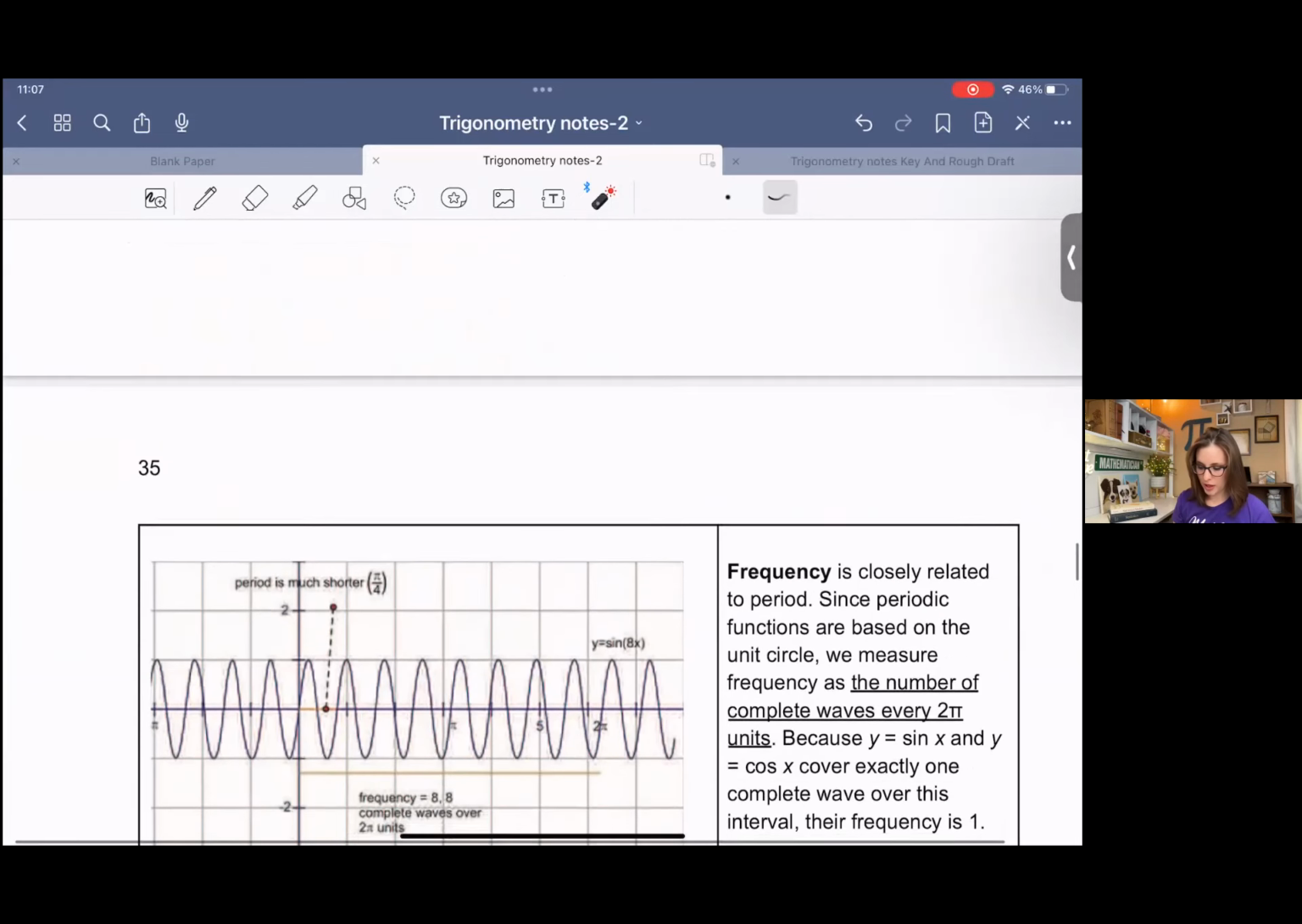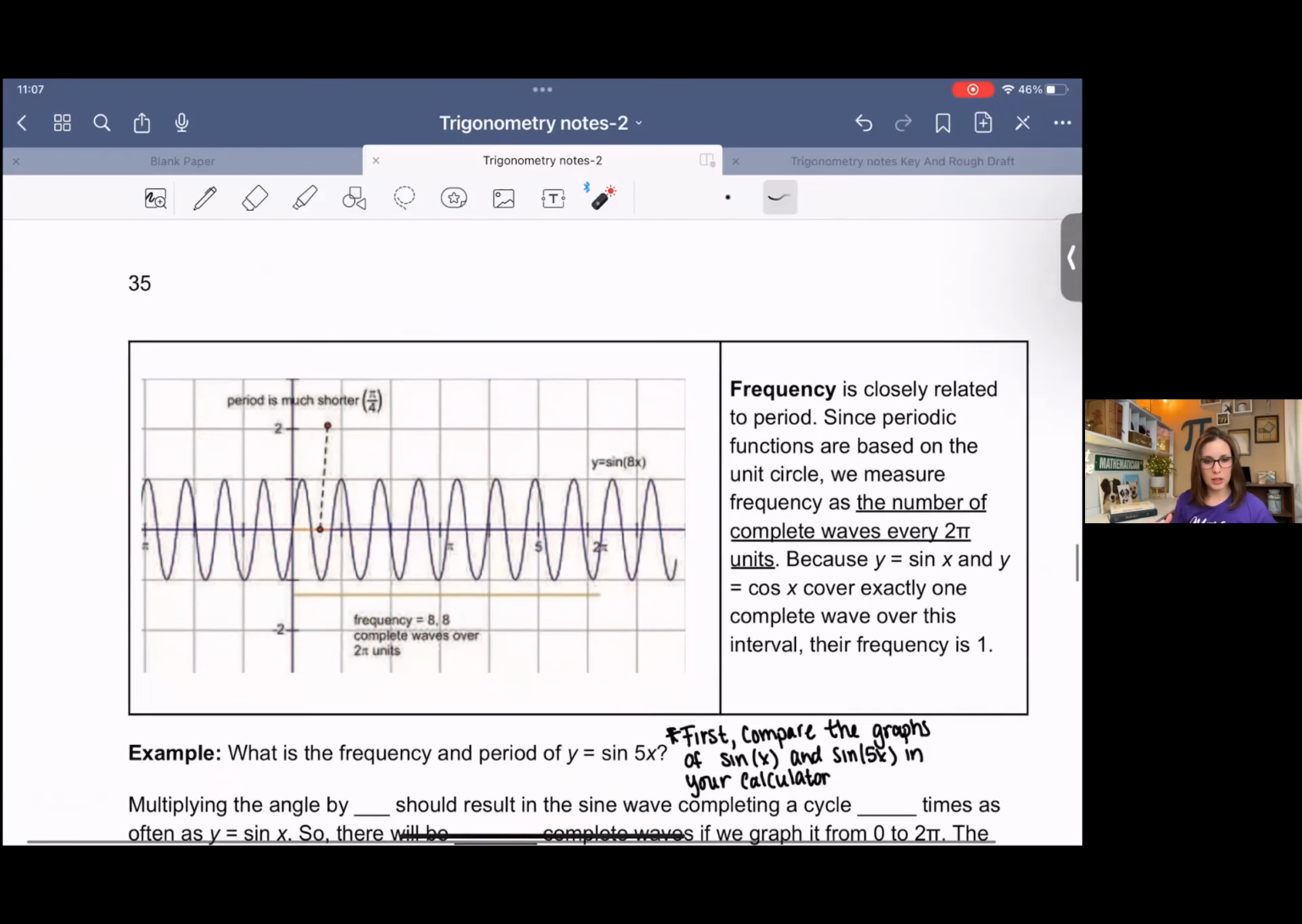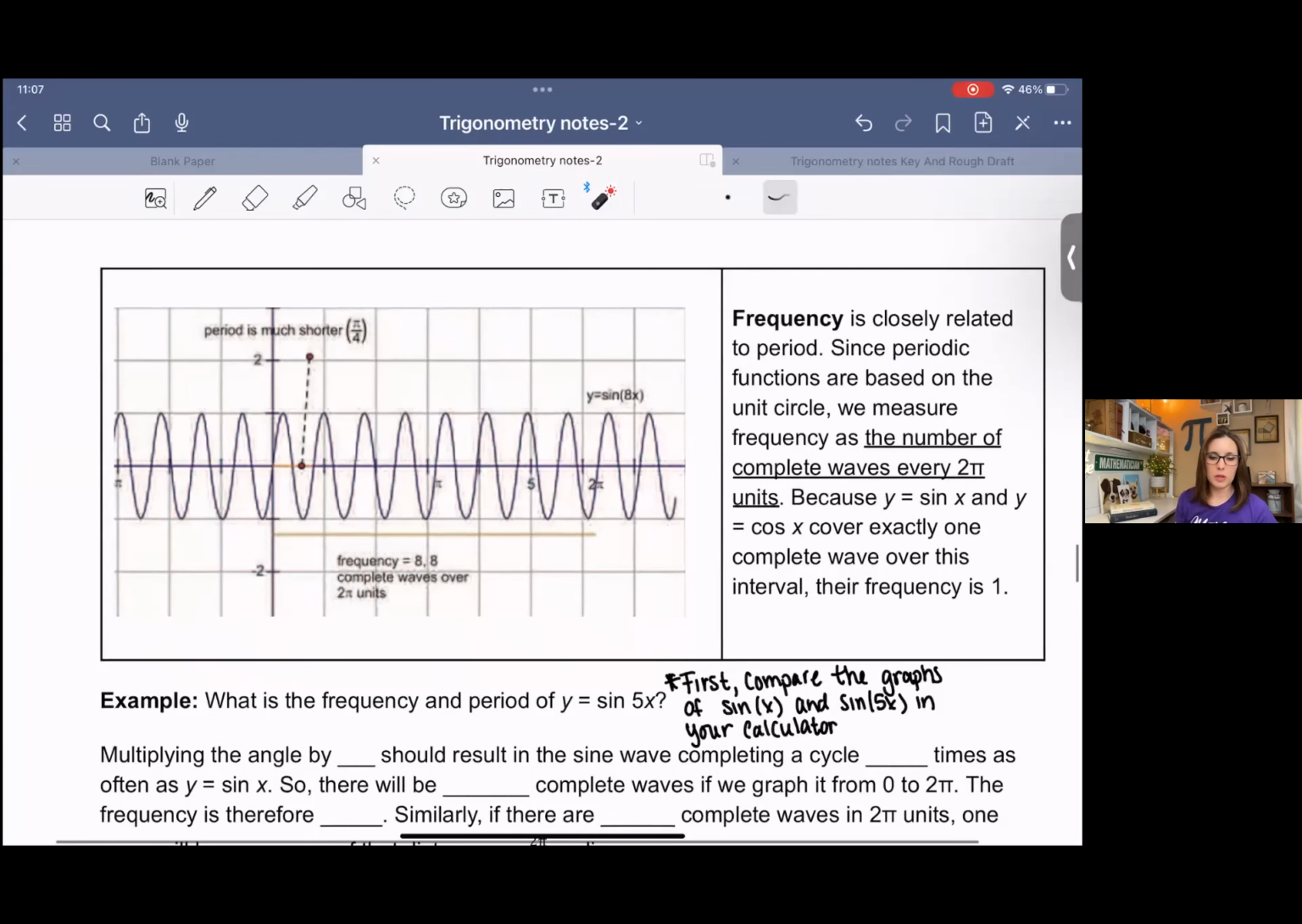The frequency is very closely related to the period. Since periodic functions are based on the unit circle, we measure frequency as the number of complete waves every 2 pi units. So for sine and cosine, there is exactly one complete wave every 2 pi. So the frequency is 1.